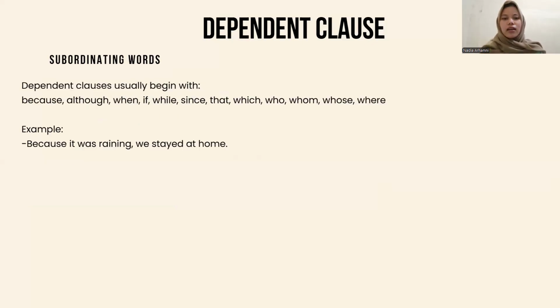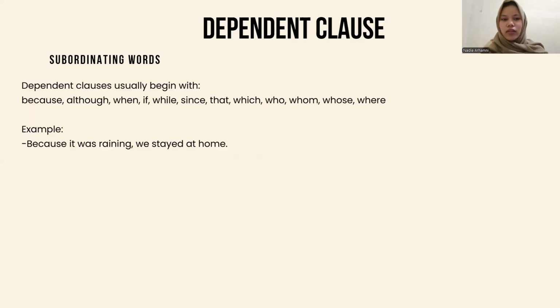And then next, subordinating word. A dependent clause usually begins with because, although, when, if, while, since, that, which, who, whom, and where. For example, because it was raining, we stayed at home. Because is an example of a subordinating word. Subordinating words are used in dependent clauses.